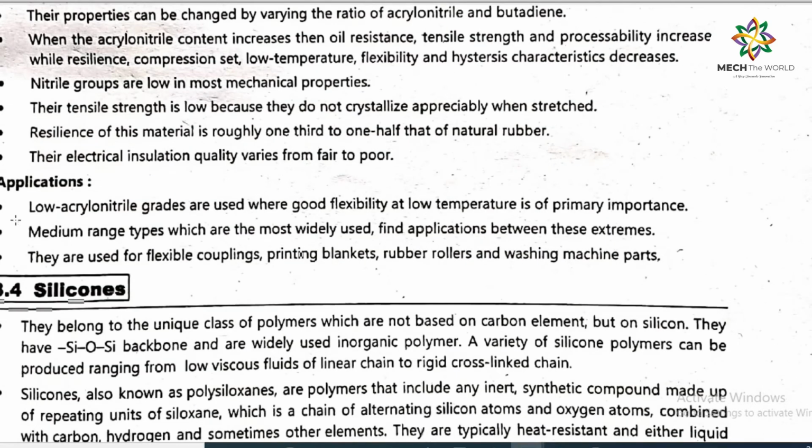If we talk about the applications of BUNAN, high acrylonitrile grades are used where good flexibility at low temperature is of primary importance. Medium range types, which are the most widely used, find applications between these extremes. They are used for flexible couplings, printing blankets, rubber rollers, and washing machine parts.